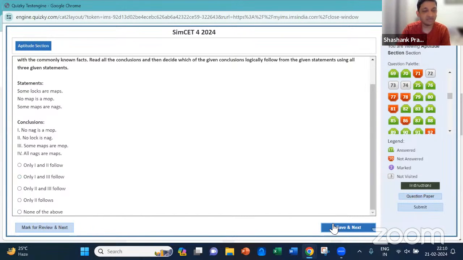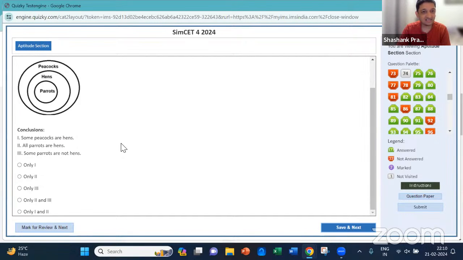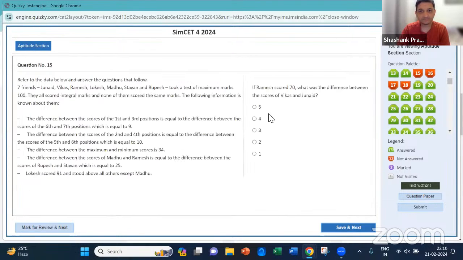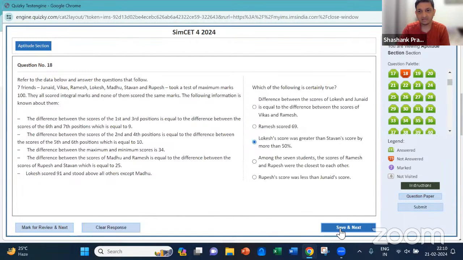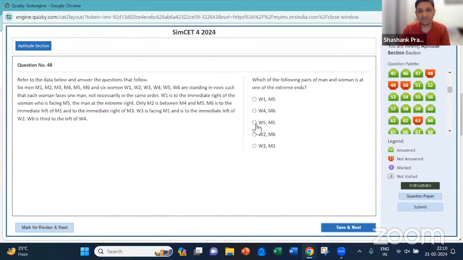Guessing game. Sure. Some logs are maps. Okay. Some peacocks are hens. Yeah. All parrots are hens. Yes. Some parrots are not hens. No, 1 and 2 only. Okay. Now let's guess. I'll go for all threes. I say randomly. 47. Not sure. I didn't do this at all. I didn't look at this at all.